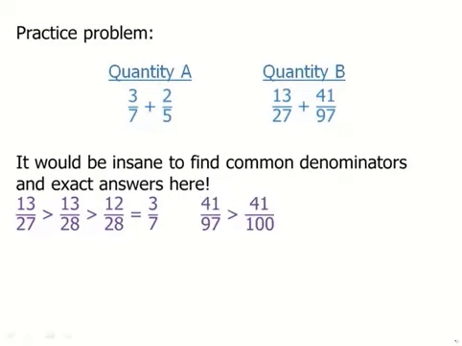So that makes the fraction a little bit smaller when we increase the denominator. Then decrease the numerator. That makes the fraction even smaller. And of course, 40 over 100 equals 2/5. So each piece of quantity B is bigger than the corresponding piece of quantity A.